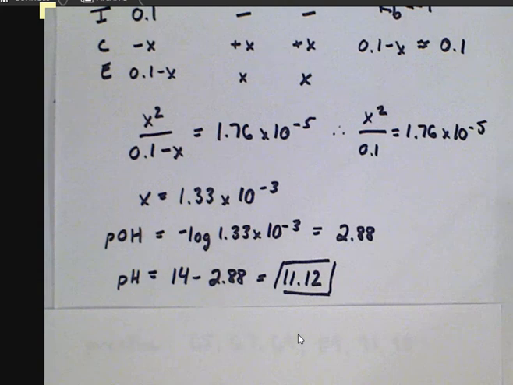And again, we could check to make sure that our assumption is correct. So we would take our x value, 1.33 times 10 to the negative third, and divide that by the initial concentration, which was 0.1, and we get something like a 1.3% ionization. So a little bit stronger of a base than what our previous acid was. We get a higher percent ionization, but still less than 5%. It's still a good assumption.